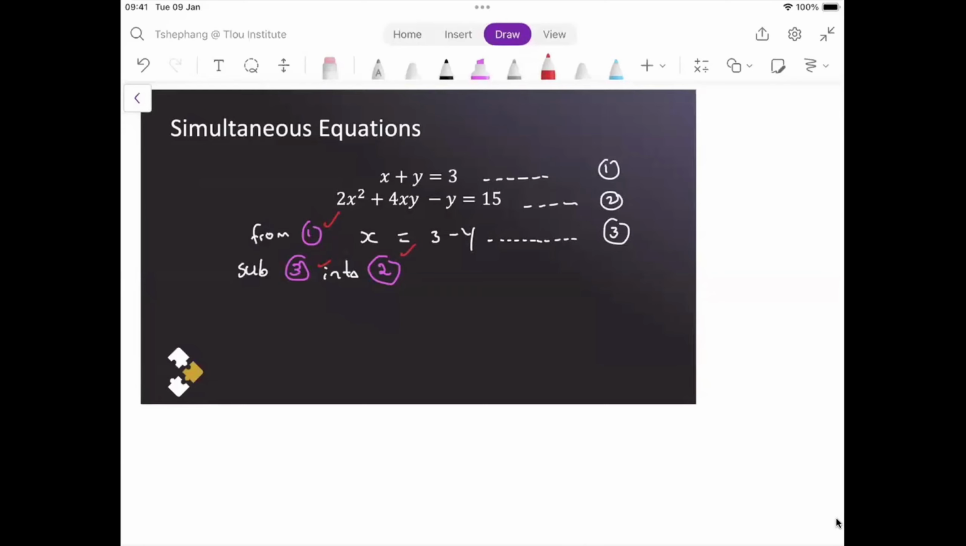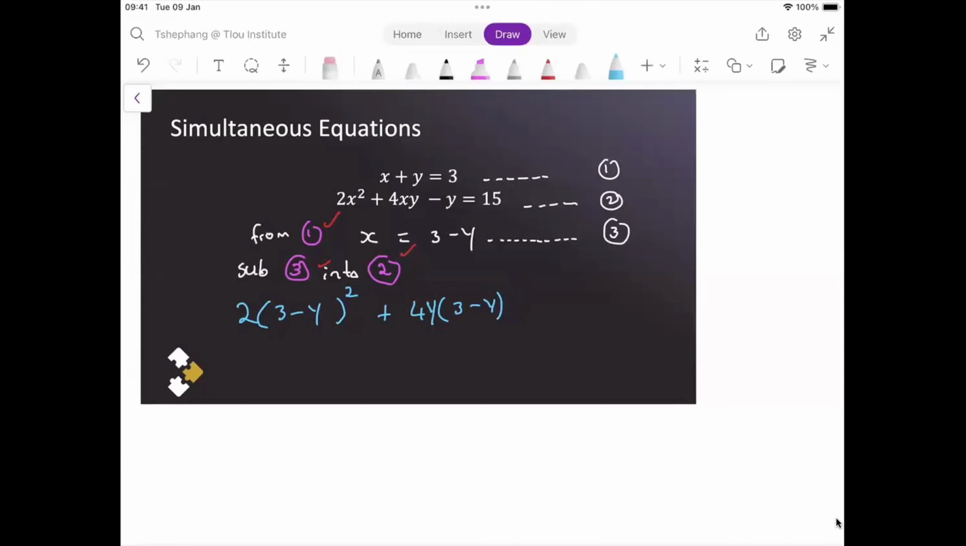Now let's do the actual substitution. We need to substitute equation 3 into 2. So we have 2. Suddenly I'm seeing an x, but it is squared. What is x? We found it to be 3 minus y. Then the squared is there, plus 4. There's another x. This is 3 minus y, multiplied by a y. But check what I'm going to do. Instead of writing this y here, I'm going to write it next to the 4 because multiplication is commutative.